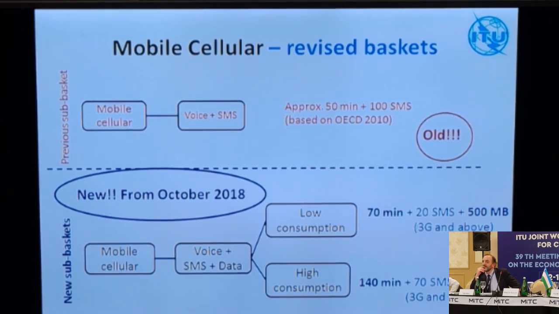But now, taking into account that most mobile subscriptions are sold together in a bundle, voice together with data, we have 2 baskets, the low consumption and the high consumption basket, only 2. The low consumption basket is composed of 70 minutes per month per user, plus 20 SMS, plus half a gigabyte, 500 megabytes. And the high consumption basket is composed of 140 minutes of voice per month per user, plus 70 SMS, plus 1.5 gigabytes per month of data consumption. So this is what we are heading towards, and only 2 baskets, low and high.